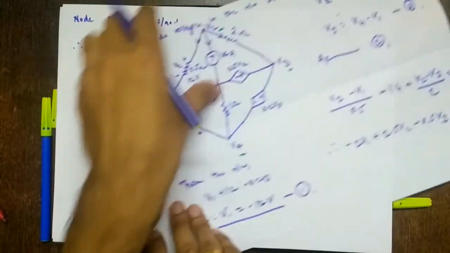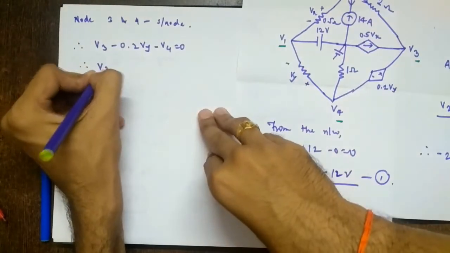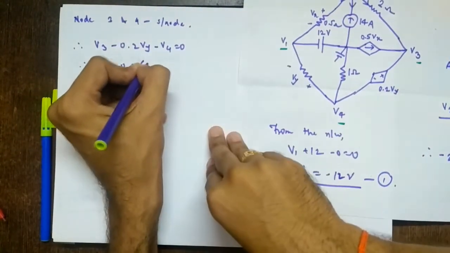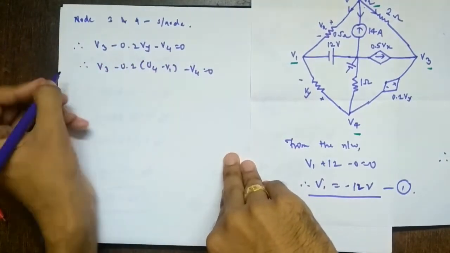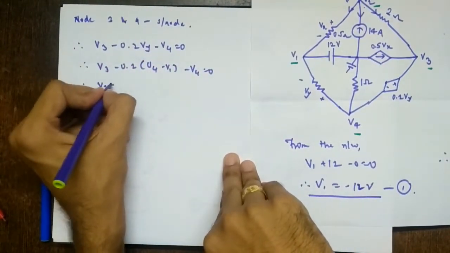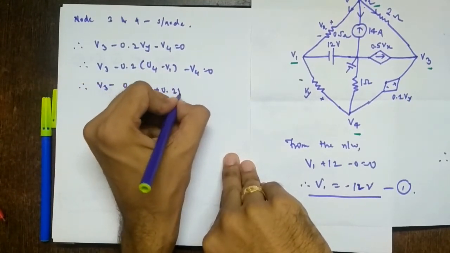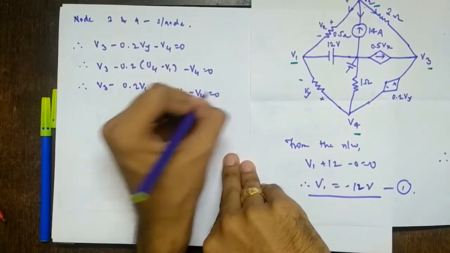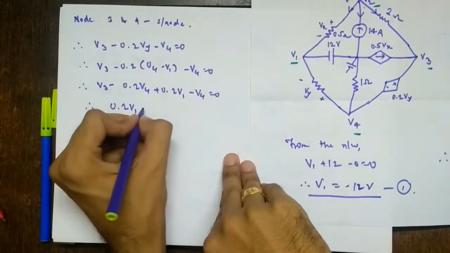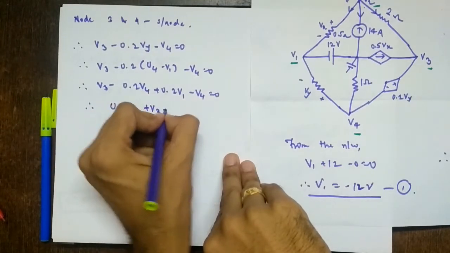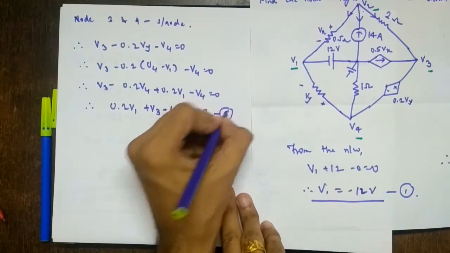And what is Vy? V4 minus V1. So therefore, V3 minus 0.2 times V4 minus V1 minus V4 equal to 0. So therefore, V3 minus 0.2 V4 plus 0.2 V1 minus V4 equal to 0. So solve this. So therefore, 0.2 V1 plus V3 minus 1.2 V4 equal to 0. This is equation number 5.